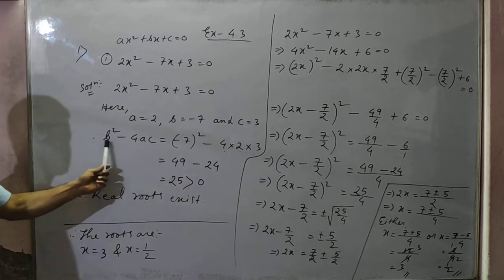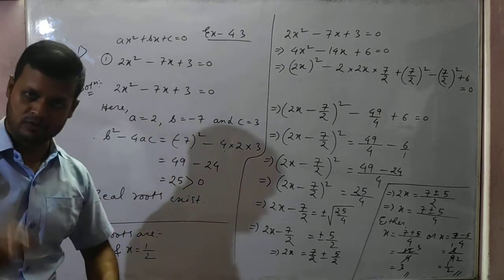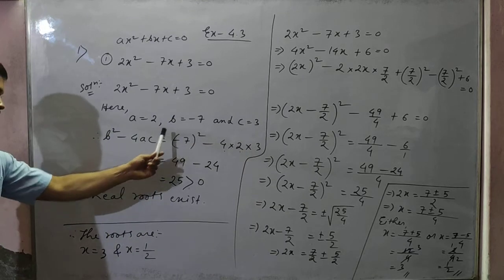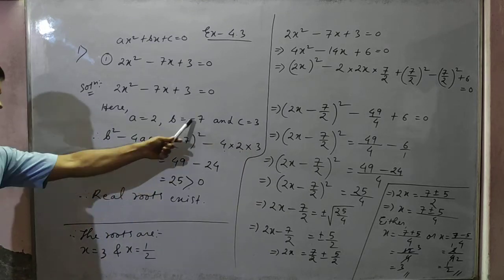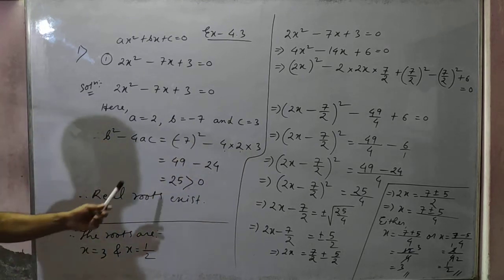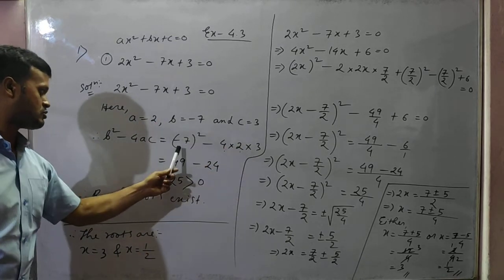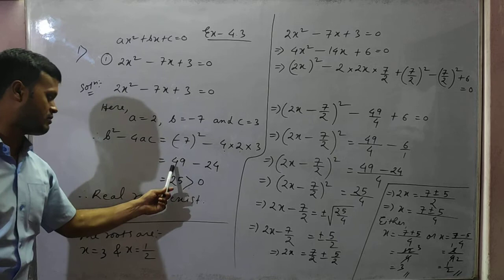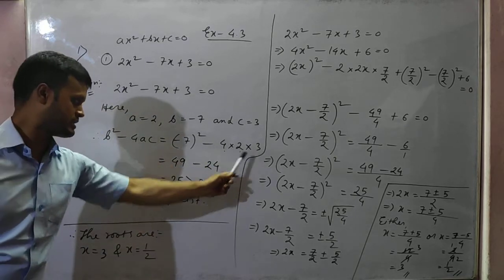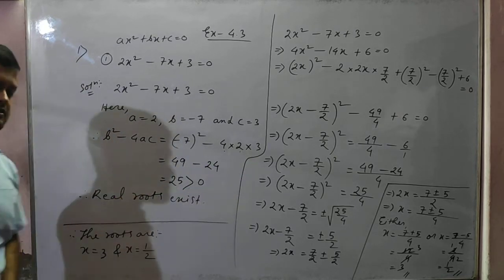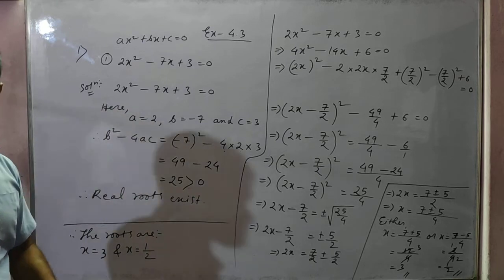We will find out b square minus 4ac just to check whether real roots are there or not. So in place of b, you just put the value of b. What is the value of b? Minus 7. So minus 7 square minus 4ac. 4 into a. A means 2 and c means 3. So minus 7 square, that means 7 into 7 will become 49. 4 into 2 into 3 is 24. 49 minus 24 is how much? 25.